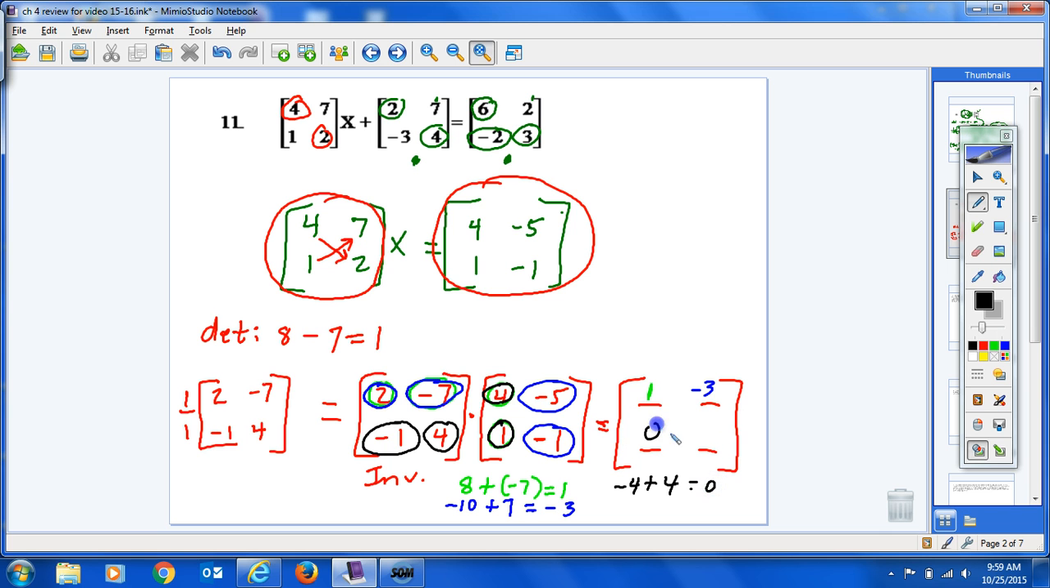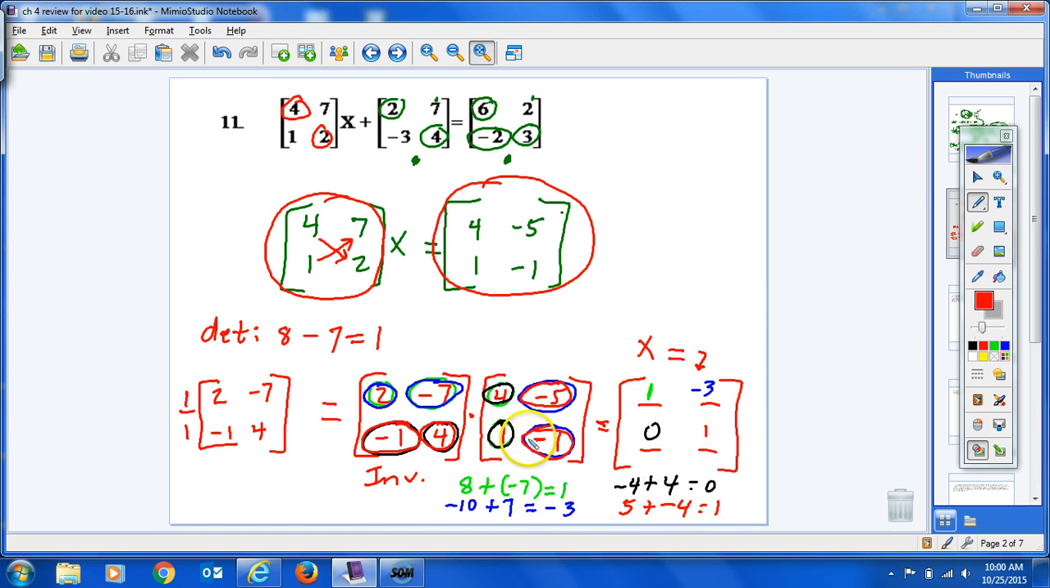Of course, that's 0. And I'm getting a lot of colors here, but hopefully you can follow what I'm doing. Maybe I'll just change back to red. Row 2, column 2. So negative 1 times negative 5, which is positive 5, plus 4 times negative 1, which is negative 4, and that equals 1. So this is my solution for x. X is this 2 by 2 matrix, 1, negative 3, 0, 1.